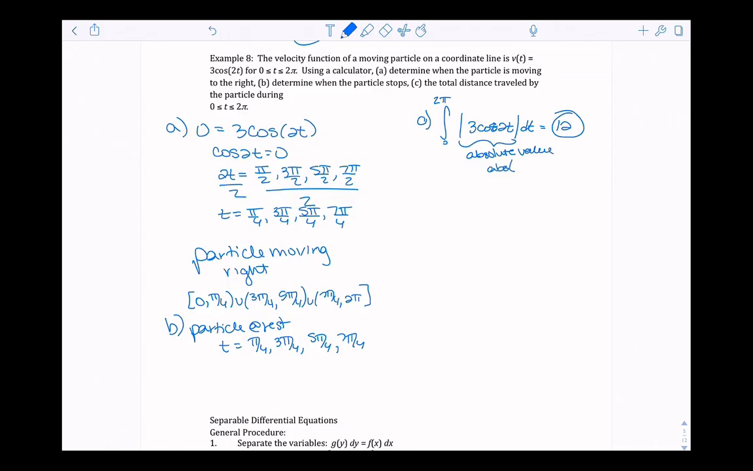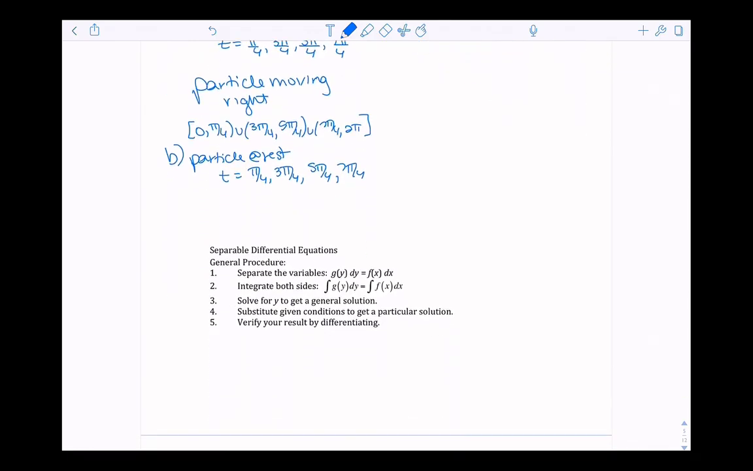Okay, so now what we're going to start to do is do separation of variables, where we group our y's on one side with dy, group our x's with our dx on the right hand side, and then we take the antiderivative of both sides.